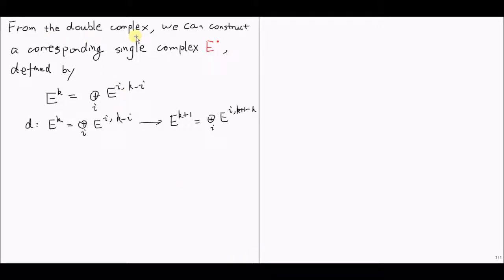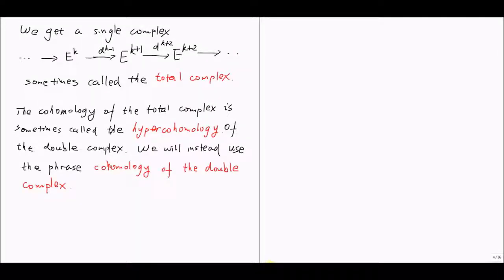From the double complex, we can construct a corresponding single complex denoted by E^•. This E^• is defined by setting E^k to be the direct sum of all E_{i,k-i}. There will be an associated differential d from E^k to E^{k+1}. So now we have got a single complex. And this single complex is always called the total complex of the double complex.